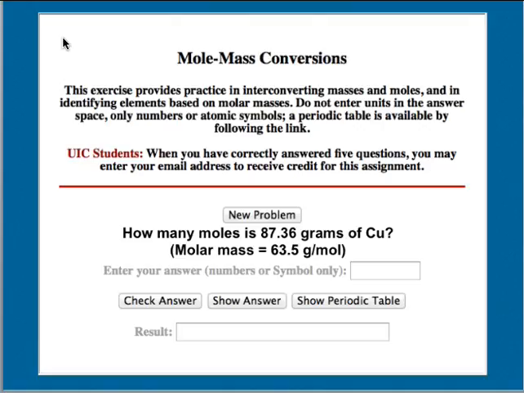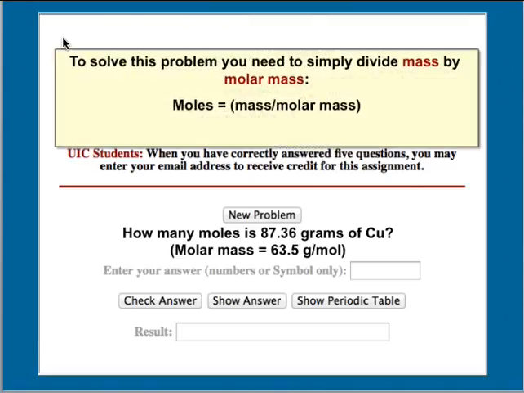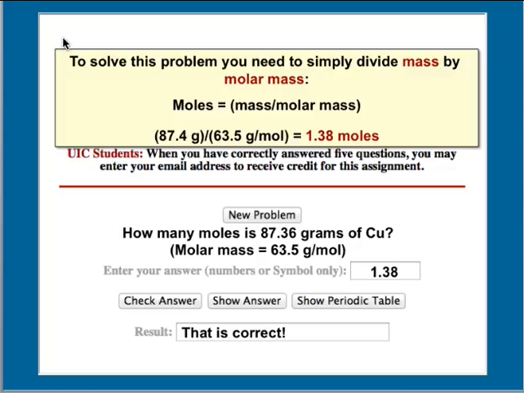Exactly like you did on the previous one. Moles is going to be mass divided by molar mass. I told you to remember that one, right? Mass divided by molar mass gives you moles. So we're going to simply take our mass, 87 divided by 63, and that's 1.38 moles.